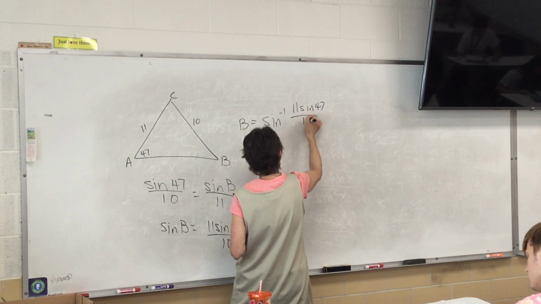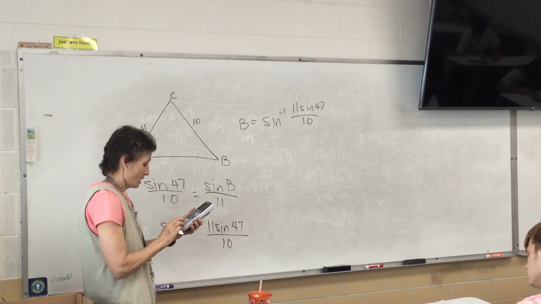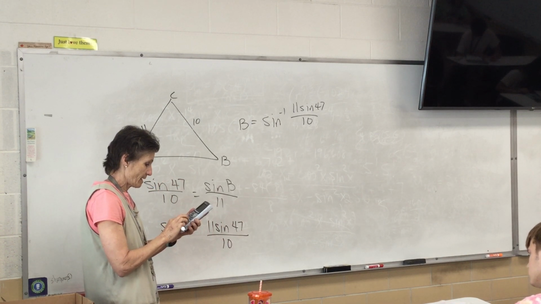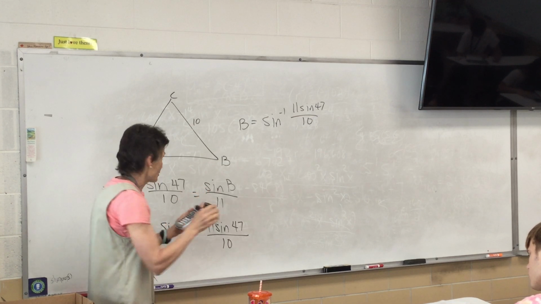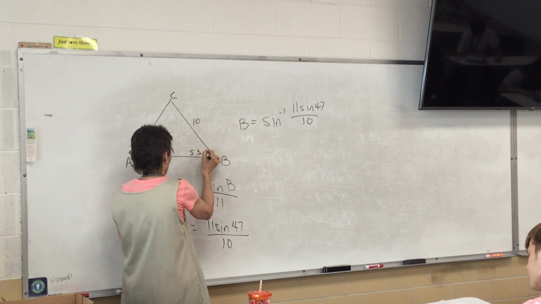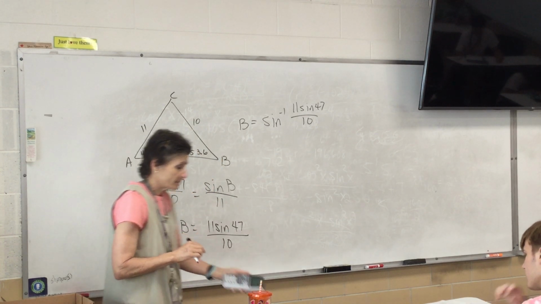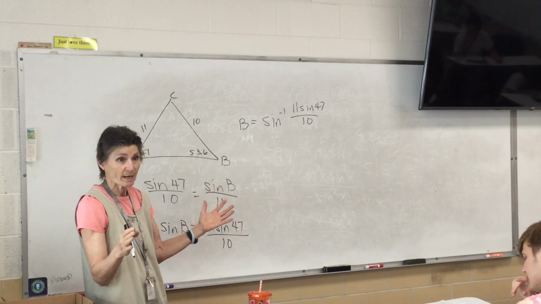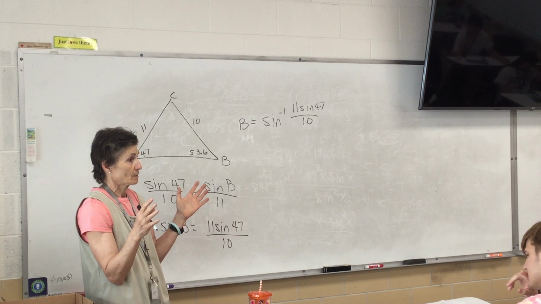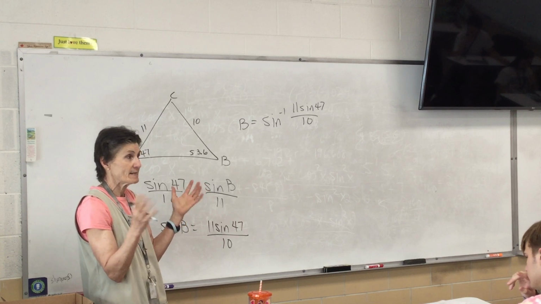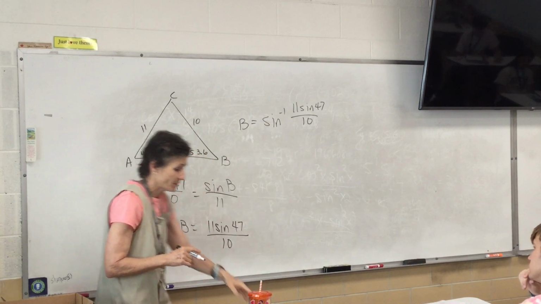You with me, people? So second sine 11 sine 47, close those parentheses, divided by 10. So this angle is 53.6. So what does that tell me? That tells me that I'm at least going to have a triangle. Because what happens if there are no triangles? You get an error message. I didn't get an error, I got an answer. So this is one possibility.